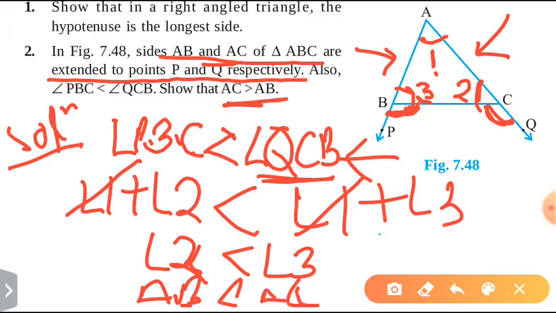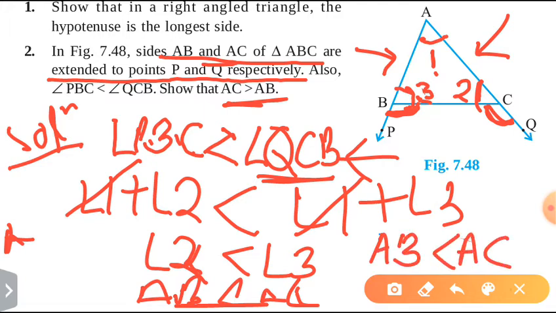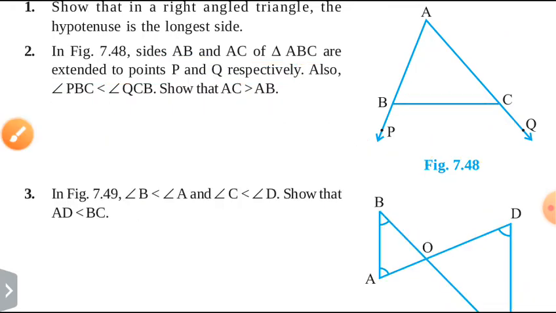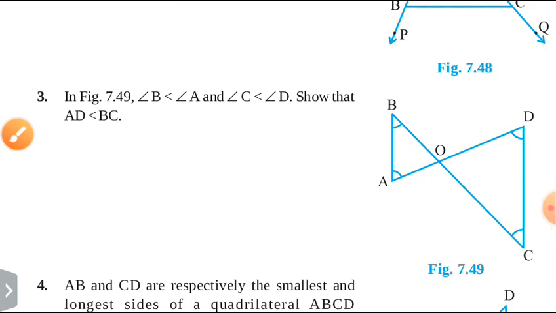So we get AB is less than AC. You can see that I am writing clearly here. AB is less than AC. Or you can reverse it and write AC is greater than AB. You can write it like that also. In the answer sheet, the question was solved with another method, but I thought that this is the easier one. Now move to the next question, question number 3.